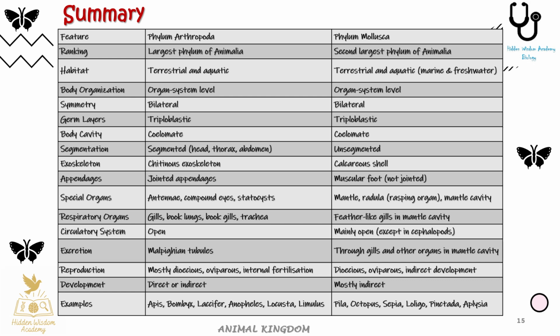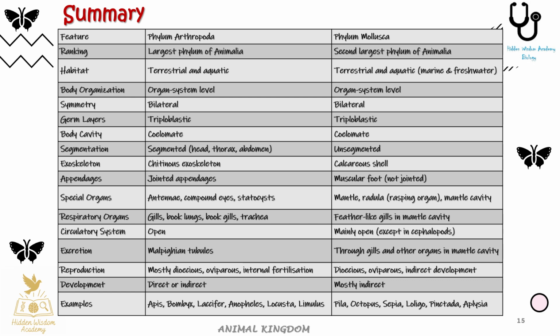Arthropods respire through gills, book lungs, or trachea. Mollusks have feather-like gills in the mantle cavity. The circulatory system is open in arthropods, mainly open in mollusks except in cephalopods where it is closed. Excretion in arthropods occurs through Malpighian tubules, whereas mollusks excrete through gills and other organs in the mantle cavity.